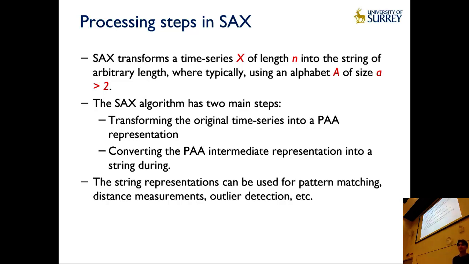SAX transforms a time series of length n to something smaller. Usually, you have a set of alphabets for doing that, and the alphabet size has got to be bigger than 2. Bigger than 2 means 3 is the minimum. And you will see why. In a minute, you will notice why it actually uses more than 2 alphabets.